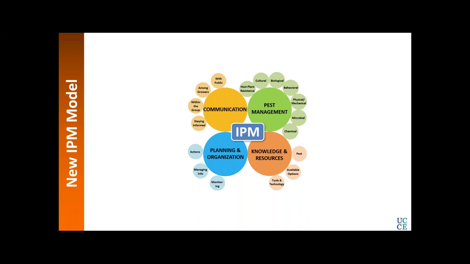So communicating with them, keeping them informed about the pests or the crop production issues, how crops are produced, what it means to use a pesticide, or what it means to produce organically or conventionally or sustainably. So it is important to educate the public so that they make appropriate choices that influence agriculture.